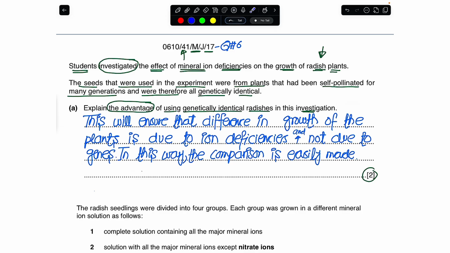So we would say that the advantage of using genetically identical radishes is that this would ensure that any difference that occurs in the growth of the plant is only due to the iron deficiencies and not due to the genes, and that would allow us to make a valid comparison.